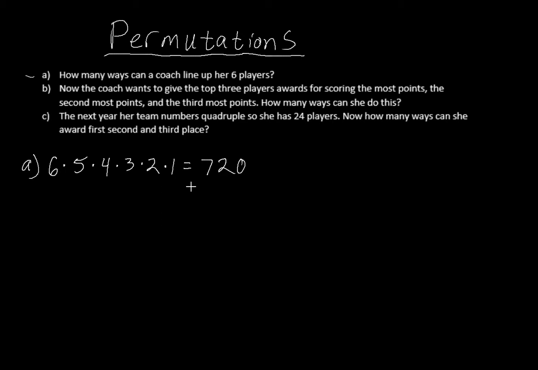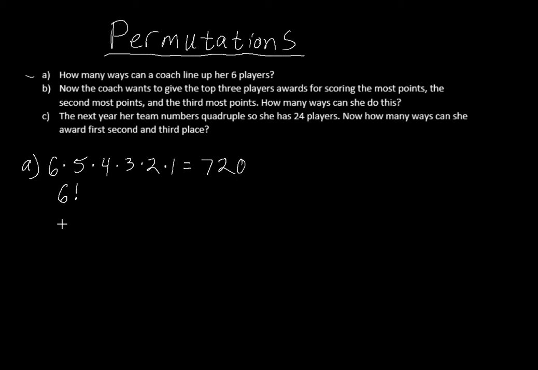Now we as mathematicians realize that it takes a long time to write all that out. So we came up with a different way of writing 6 times 5, 4, 3, 2, 1. We call it 6 factorial. So when you first see that, a lot of people think it means 6. But no. That means 6 times 5, 4, 3, 2, 1.